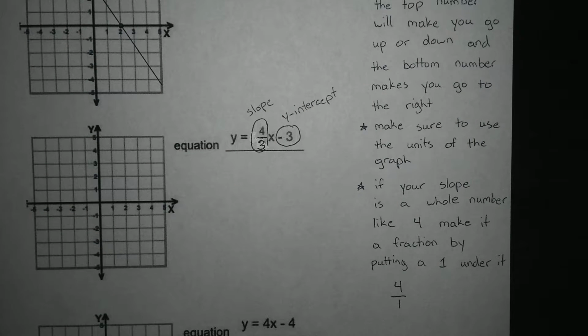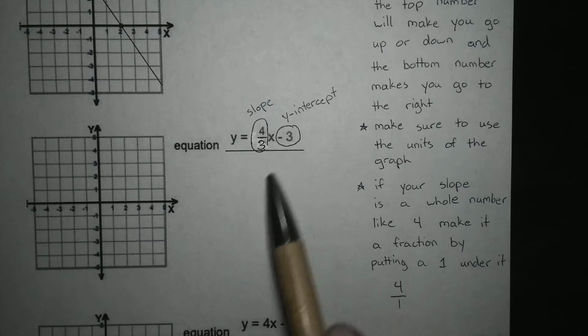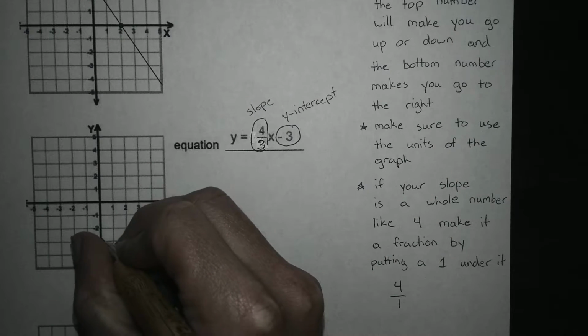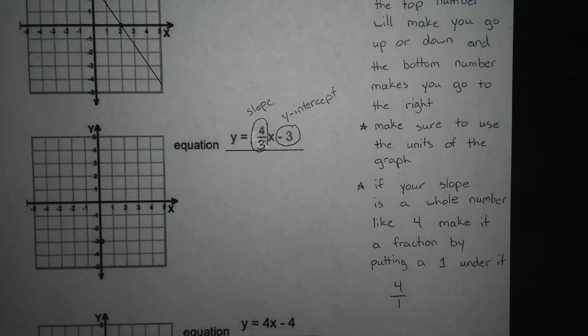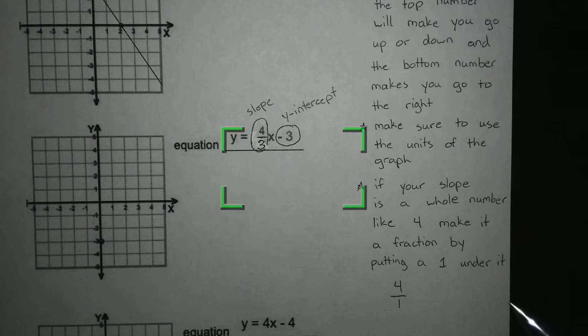Again, we're going to graph the y-intercept on the y-axis. Our y-intercept this time is negative 3. So I'm going to put a dot at negative 3 on the y-axis. Then my slope is 4 over 3. Again, the top number makes you go up or down. In this case, with it being a positive, I need to go up 4.